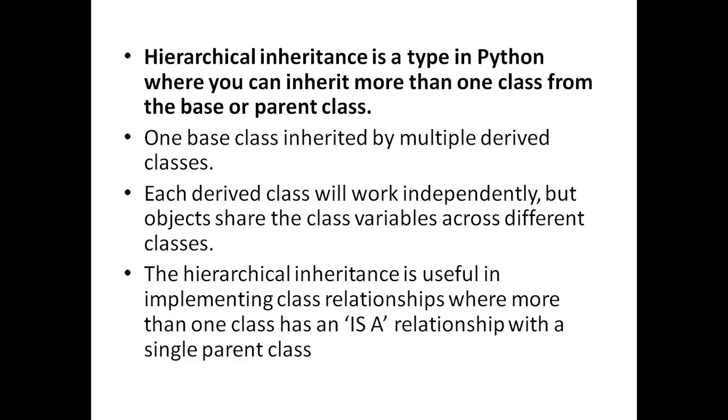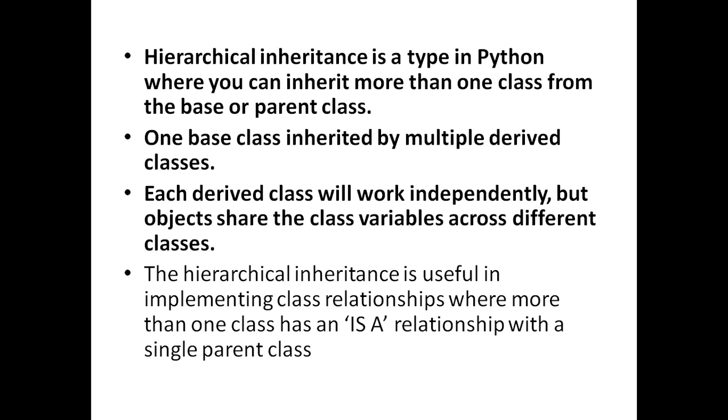Here we will see hierarchical inheritance in Python. Hierarchical inheritance is a type of inheritance where you can inherit more than one class from the base or parent class. Here one base class is inherited by multiple derived classes. Each derived class will work independently, but objects share the class variables across different classes.